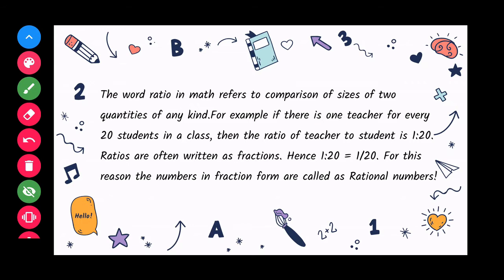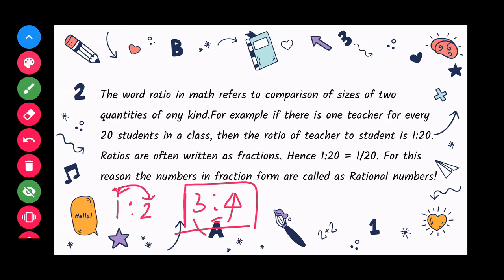The word ratio in maths refers to comparison of sizes of two quantities of any kind. So we have learned about ratios already in our 7th class. We have seen certain numbers like 1:2 or 3:4. We represent ratios like this. We call this colon 'is to'. So what are ratios? Ratios are something which we can use to compare two numbers. Here we are comparing 1 and 2, and here we are comparing 3 and 4.